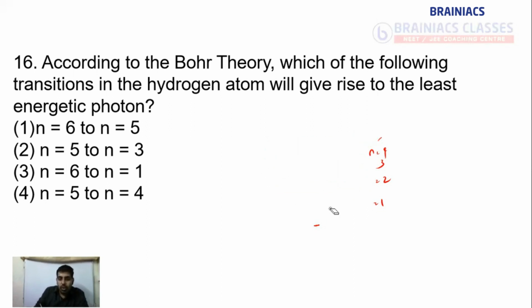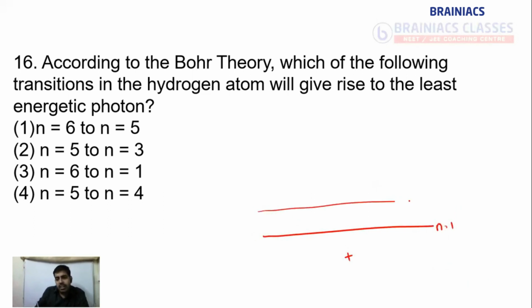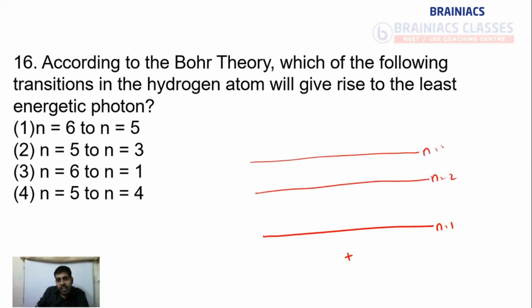Actually, orbits are circular, but I'm not going to draw circular orbits. Let this be the nucleus. This is n equal to 1, this is n equal to 2, this is n equal to 3, this is n equal to 4, this is n equal to 5.